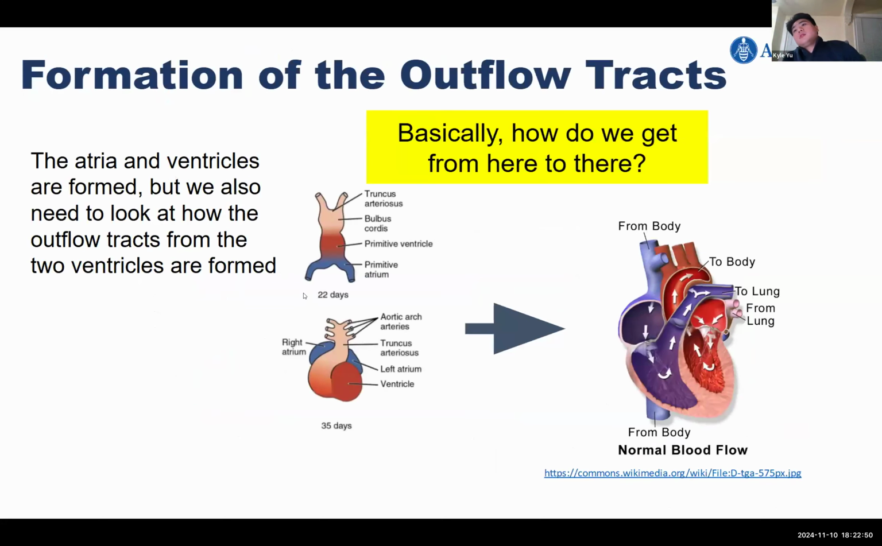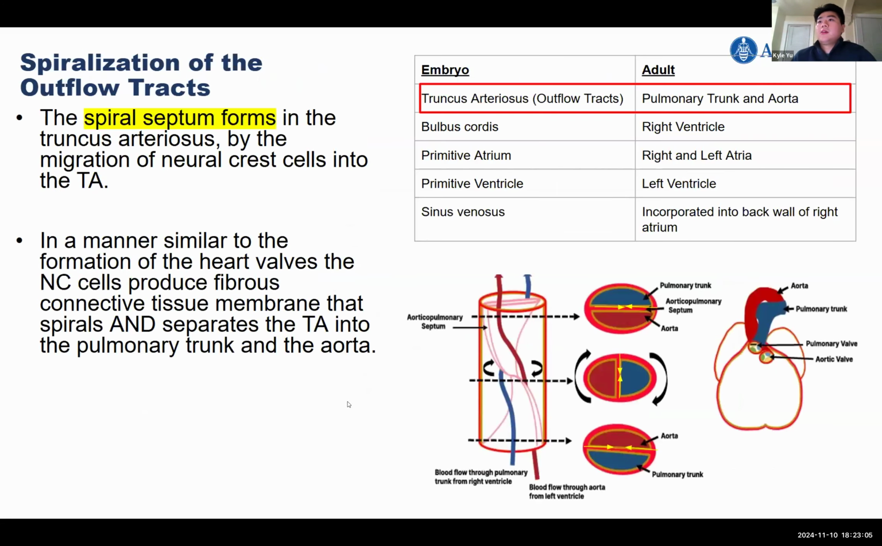All right, so now we have the atria and the ventricles formed, but now we have to look at how the actual outflow tracts of the two ventricles are formed. So basically, how do we get from here to here? All right, so spiralization: the septum of the outflow tracts actually forms a spiral. And this is formed in the truncus arteriosus. And again, like I said earlier, this is due to the migration of neural crest cells into the truncus arteriosus.